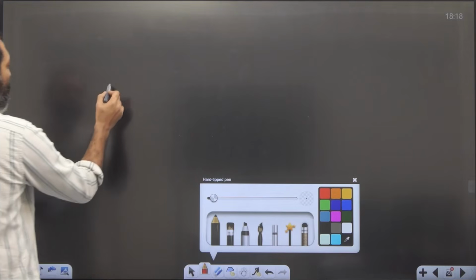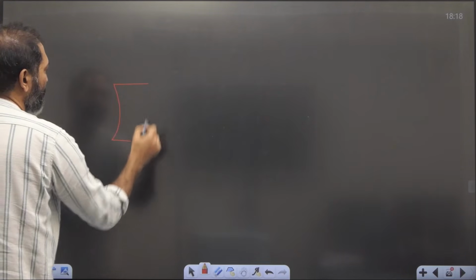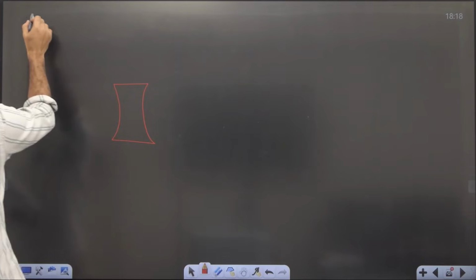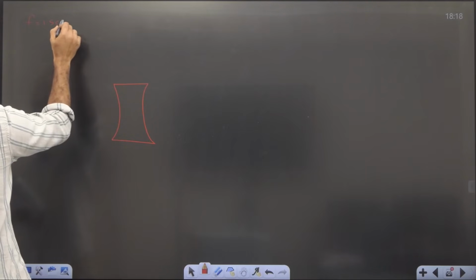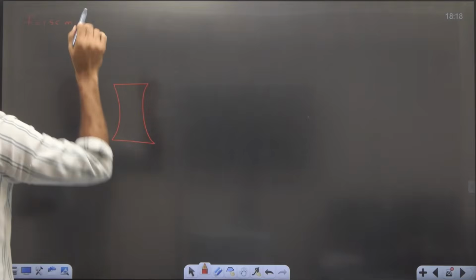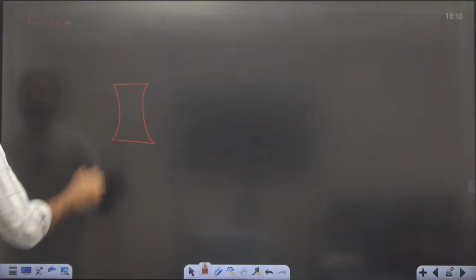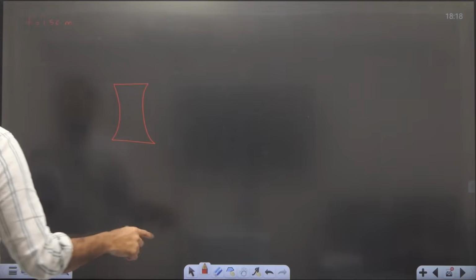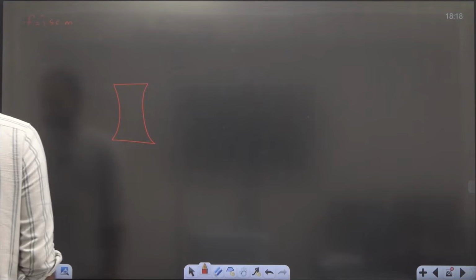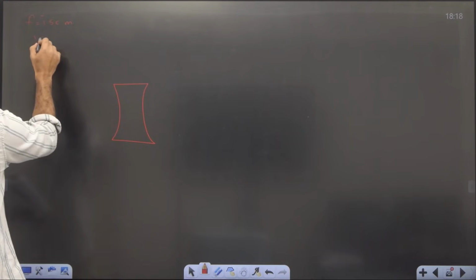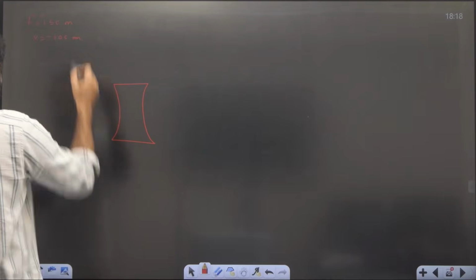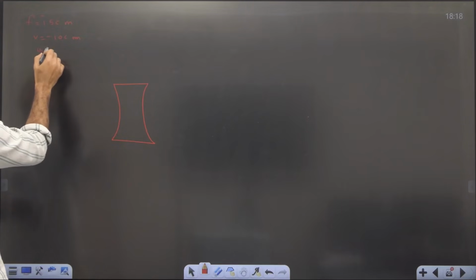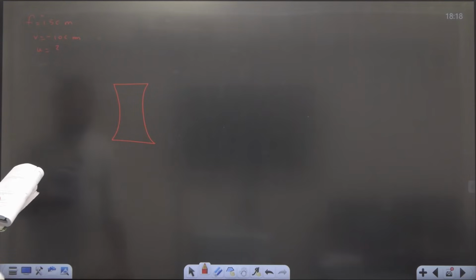It is what lens? Concave lens. So I am drawing a concave lens, of focal length 15 centimeter. Concave lens, focal length will be what? Negative. Convex lens, focal length positive. Concave lens, focal length negative. Image 10 centimeter from the lens. So what is the image distance? Minus 10. How far is the object placed from the lens? So v equal to minus 10, u equal to what? Question mark. So that is our target.